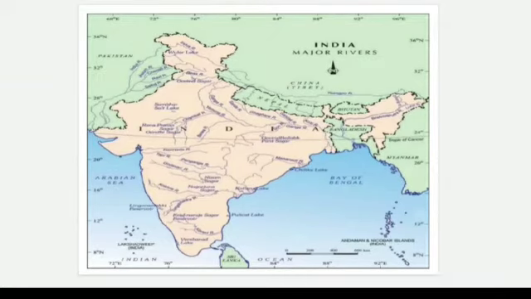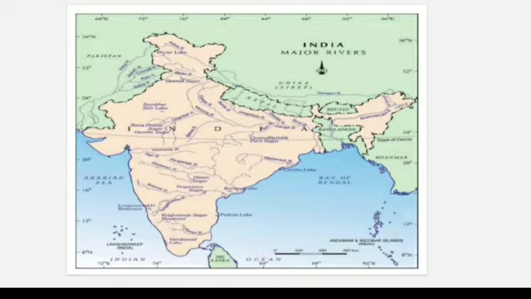This is the map in which we can see different rivers which flow in our country. And the river systems are regulated by the physiography of our country. There are 3 rivers which are called Himalayan rivers, that is Indus, Ganga and Brahmaputra. And then Narmada and Tapi, these are west flowing peninsular rivers. And Mahanadi, Godavari, Krishna and Kaveri, they are east flowing peninsular rivers.